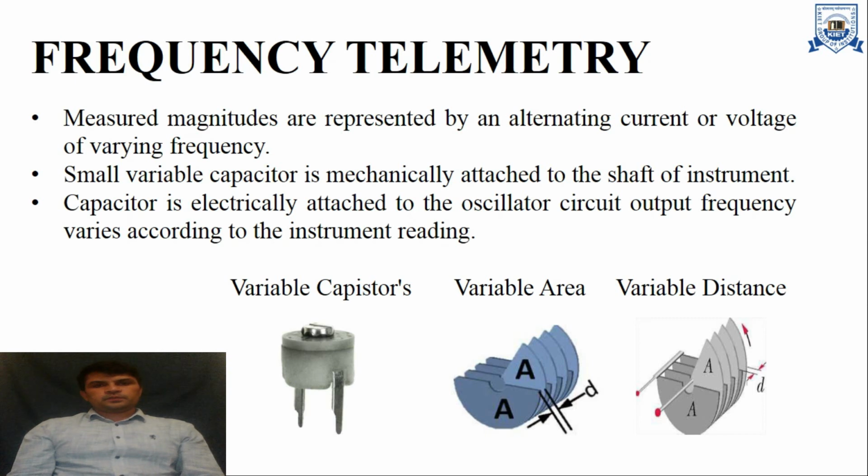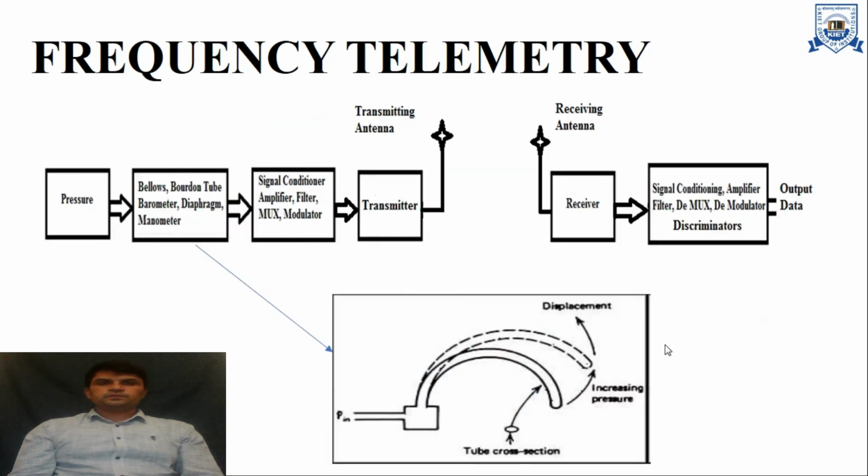Here are some examples of variable capacitors. How they look like: variable area based and variable distance based. Now, in frequency telemetry, here is the block diagram. I want to measure pressure. So for pressure measuring, I am using bellows, Bourdon tube, barometer, diaphragm, manometer, etc.